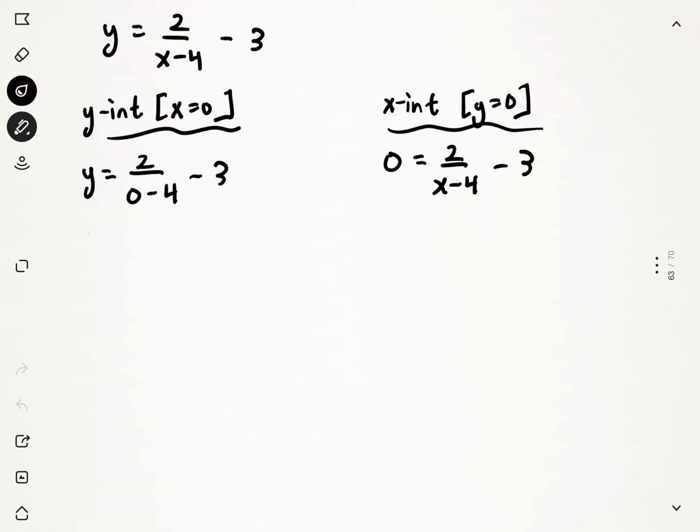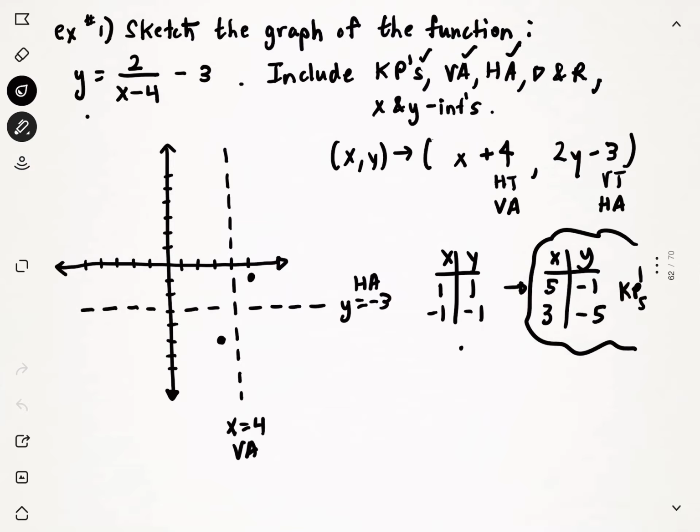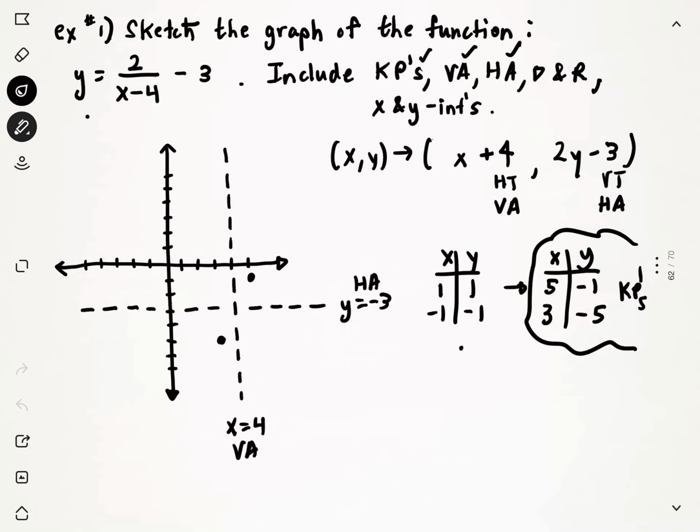So this is strictly algebra. You're going to get some decimal numbers here. For example, here we get 2 over -4. That's going to be equal to -0.5 minus 3, which is -3.5. Or you can write it as a coordinate point of 0, -3.5. That is our y-intercept. So you can go back and put that on the graph at -3.5. We have found a y-intercept. So I'm going to put that in here somewhere, and that's going to allow me to sketch this graph just a little bit better. Okay, what about the x-intercept?